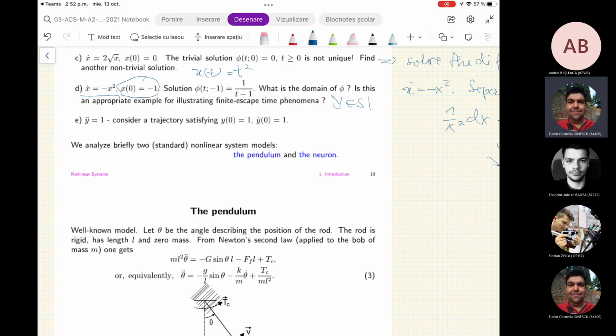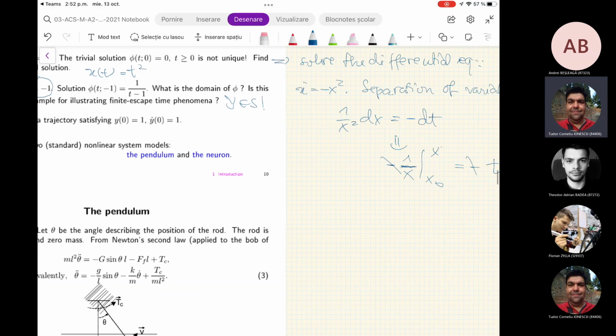Again, then this one, y double dot is 1. So this can be easily integrated. You can make this a system, such that x1 dot is x2, x2 dot is 1.